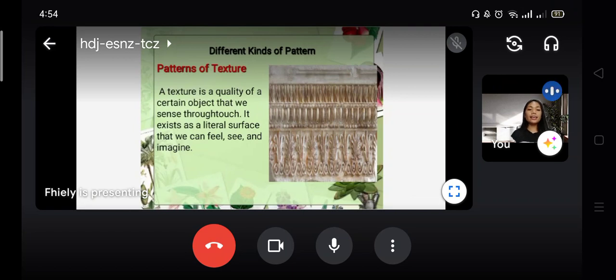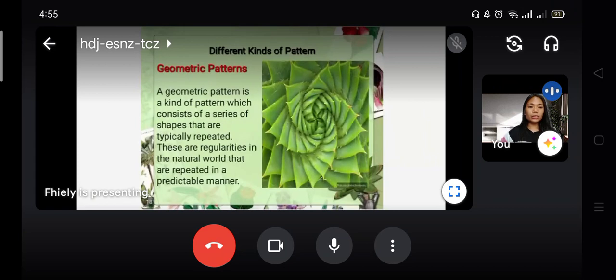The patterns of texture. It says here that a texture is a quality of a certain object that we sense through touch. So we can feel it. It exists as a literal surface that we can feel, see, and imagine. It is very understandable. When we touch a certain object, we can feel it. That is what we call texture.